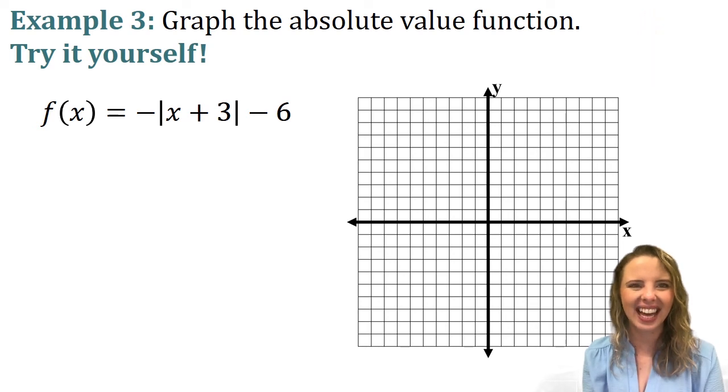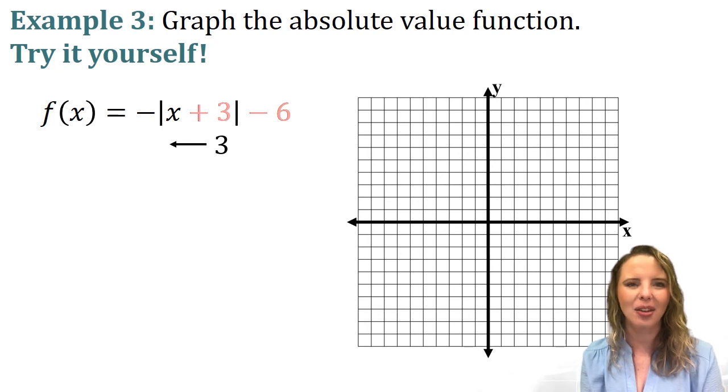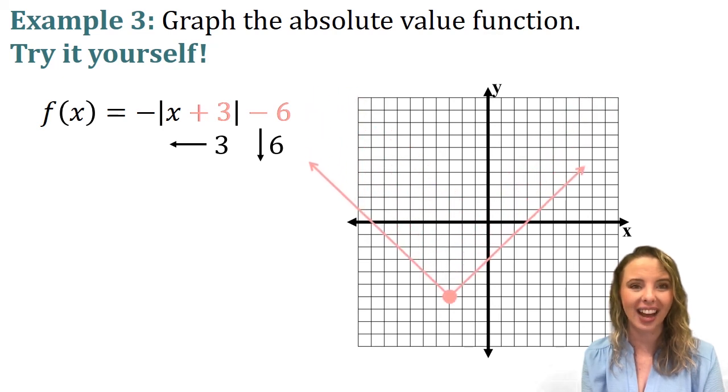Okay, that was 30 seconds. Let's begin determining our translations. We have a plus 3 on the inside, meaning we are moving left 3. A minus 6 on the outside, meaning we are moving down 6. So here's our parent function. We're going to move it left 3, down 6.